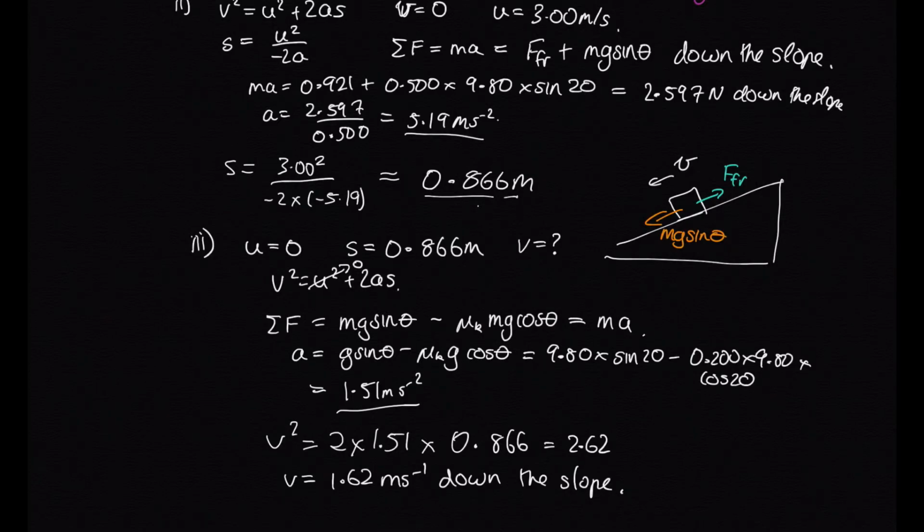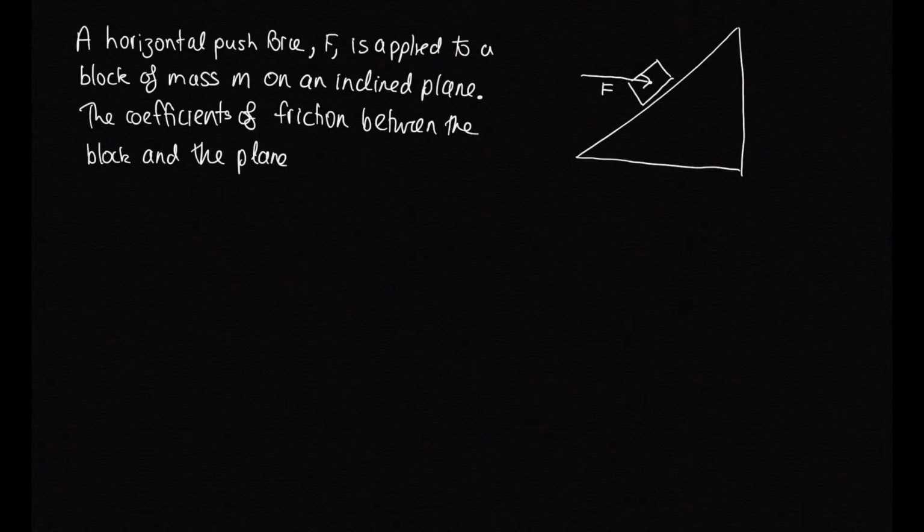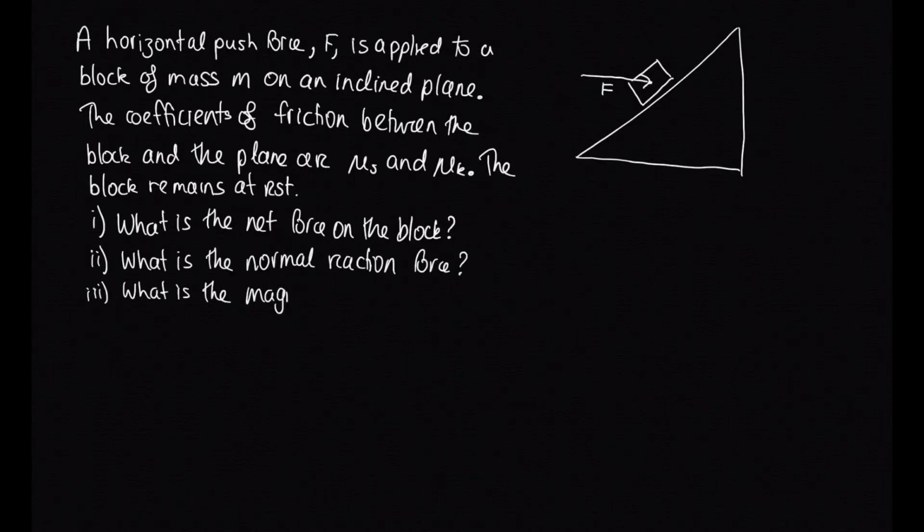Let's have a look at a slightly different problem now. Okay, so our second problem is a horizontal push force F is applied to a block of mass M on an inclined plane. The coefficients of friction between the block and the plane are μs and μk. The block remains at rest. Part 1, what is the net force on the block? Part 2, what is the normal reaction force? Part 3, what is the magnitude of the frictional force?